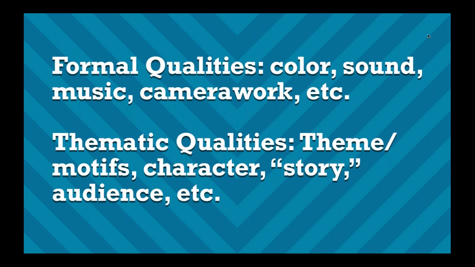Remember when I said to think in terms of 3s? You have to identify 3 elements at work in the ad. You have to identify 3 moves that the ad makes, 3 decisions, 3 details in the ad that seem important. It might be useful to think of them as fitting into 2 broad categories. First are formal qualities. By formal, I just mean technical stuff, the nuts and bolts of how the ad is put together. So this might include issues of color, sound, music, camera work, etc. So technical stuff. Or thematic qualities.